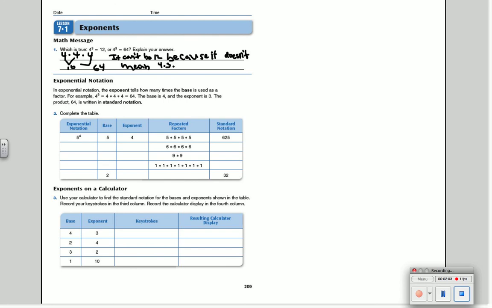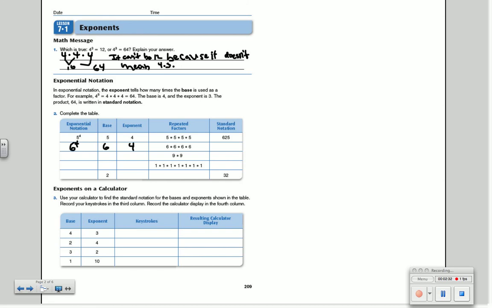Okay, next one. We have 6 times 6 times 6 times 6. So that means it's 6 four times. So in exponential notation, it's written as 6 to the fourth power. Our base would be 6, and our exponent would be 4. Now, to figure out the standard notation, of course, we have to multiply 6 times 6 times 6 times 6. Yikes, that's probably going to be our hardest problem yet today.